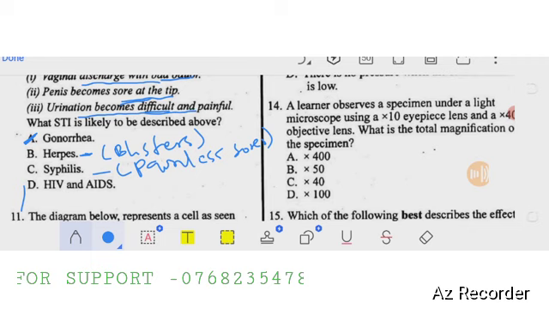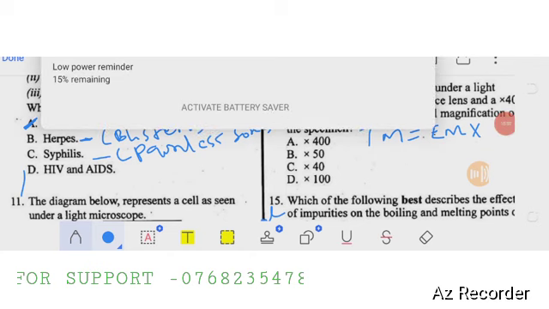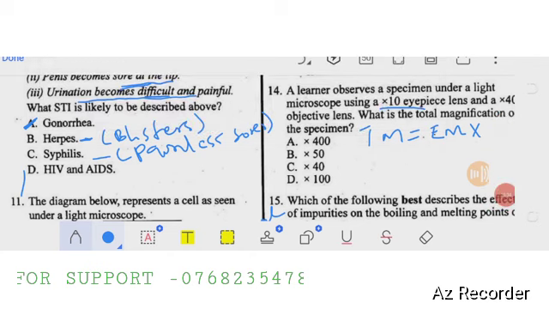As learners observe the specimen under a light microscope using times 10 eyepiece lens and times 40 objective lens, what's the total magnification? So the total magnification, I'll just abbreviate it as TM, is equal to eyepiece magnification times objective magnification. So we'll put everything into the formula.